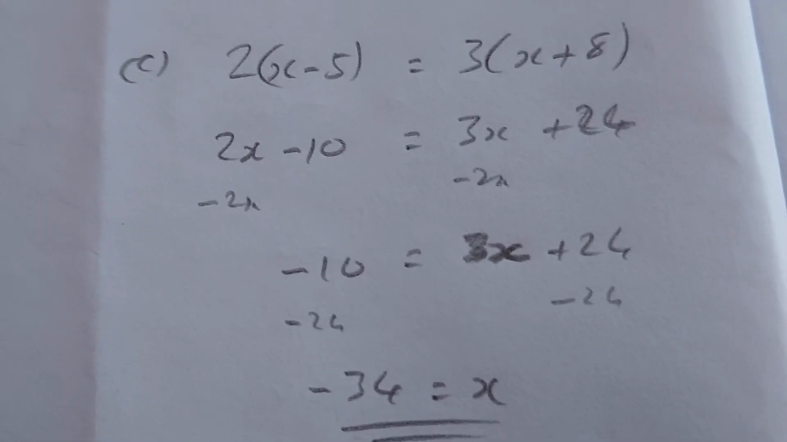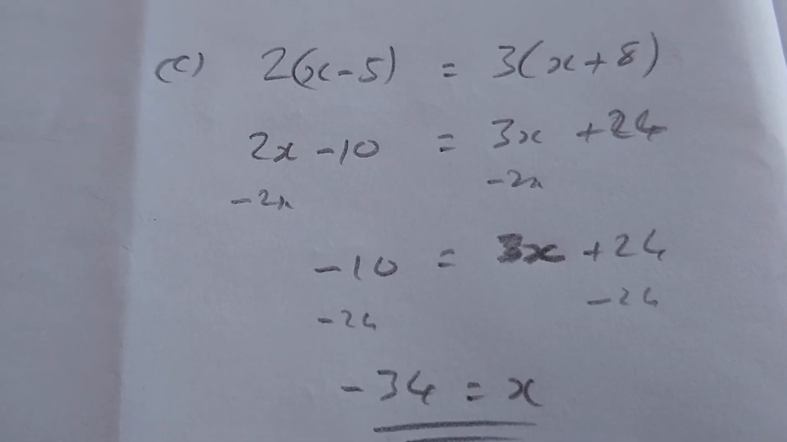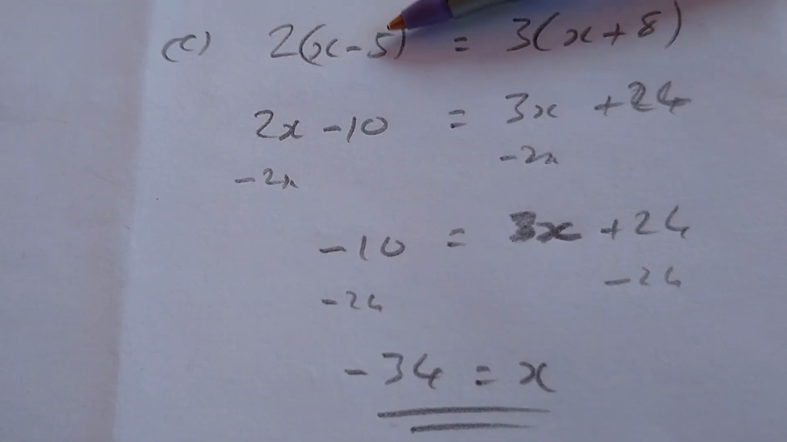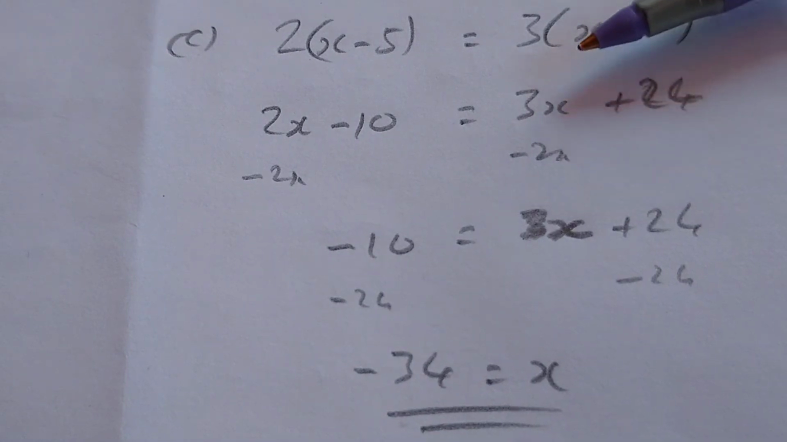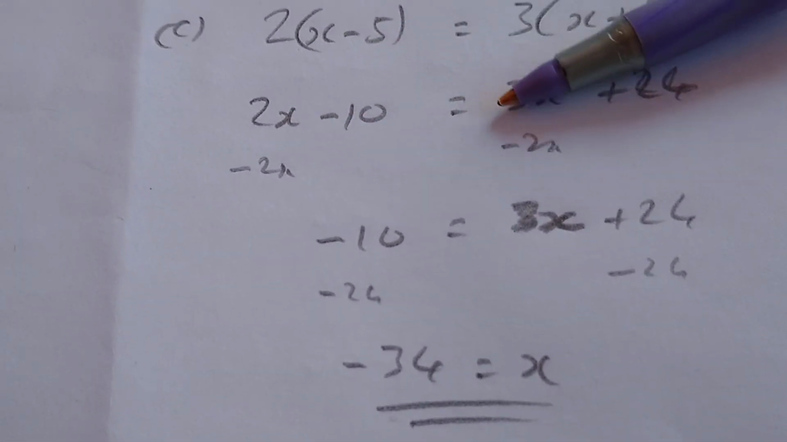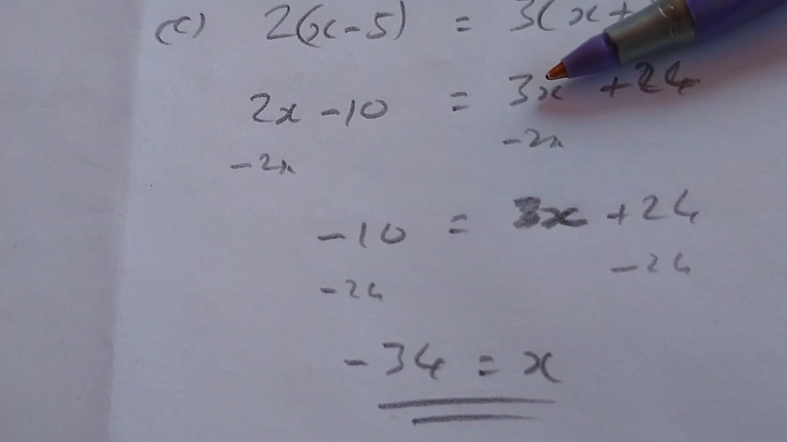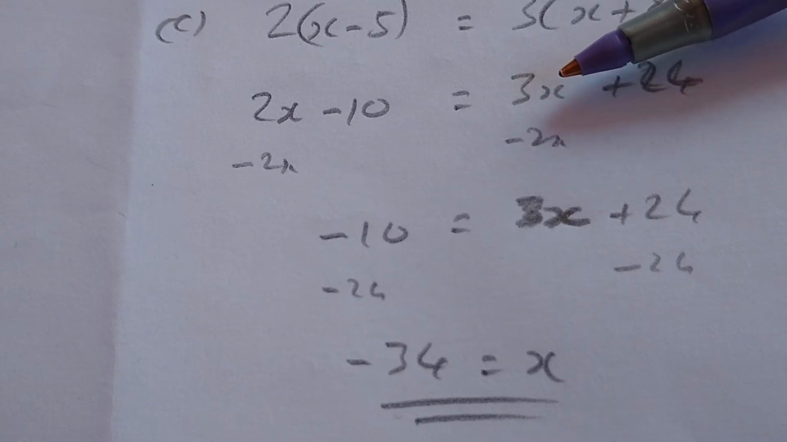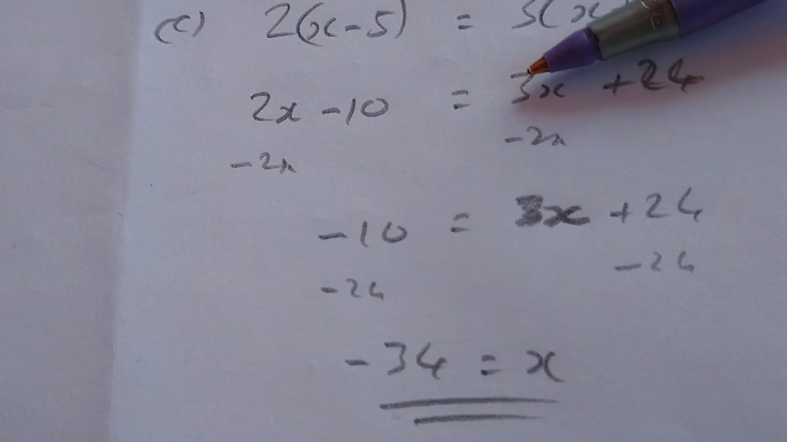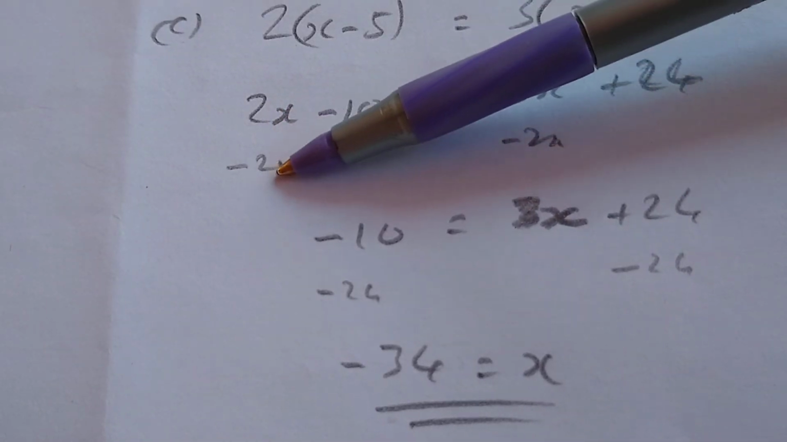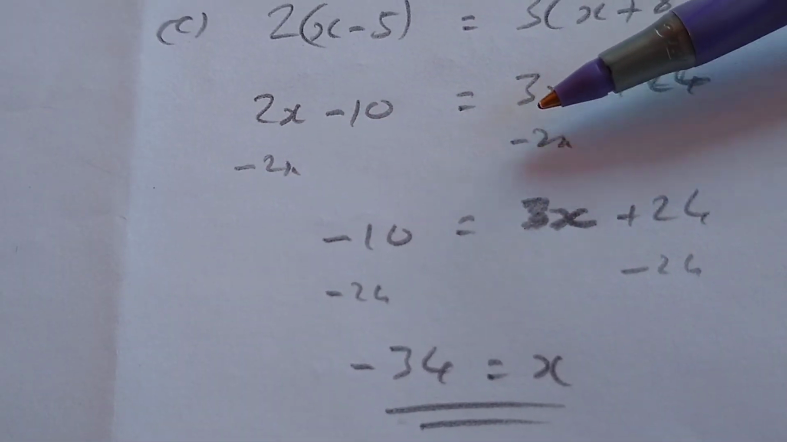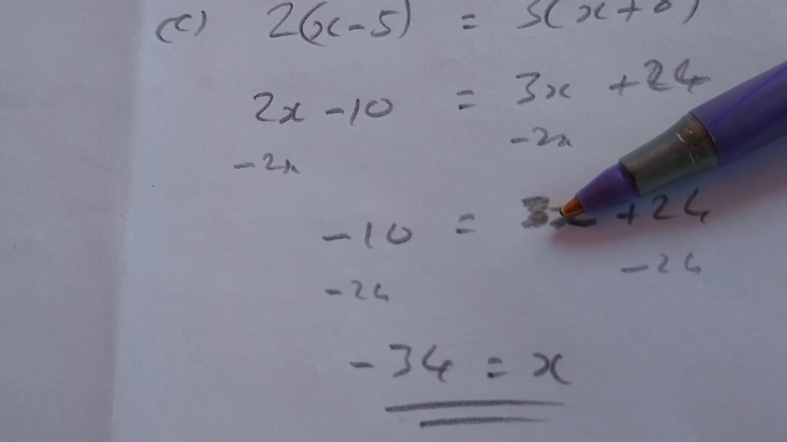So part C is combining part A and part B, really. So I need to multiply out both brackets. So 2 times x, 2 times minus 5, 3 times x, 3 times plus 8. And then what I really like to do is keep my x terms positive if I can. On the previous 2 questions we had the x terms on the left. They could be on the right. It doesn't really matter. So here, if I do 2x minus 2x, I'll get 0x terms here. And 3x minus 2x is x.